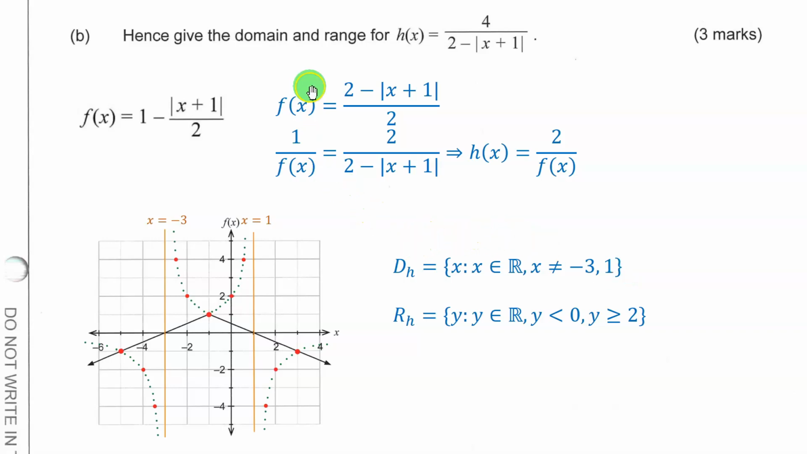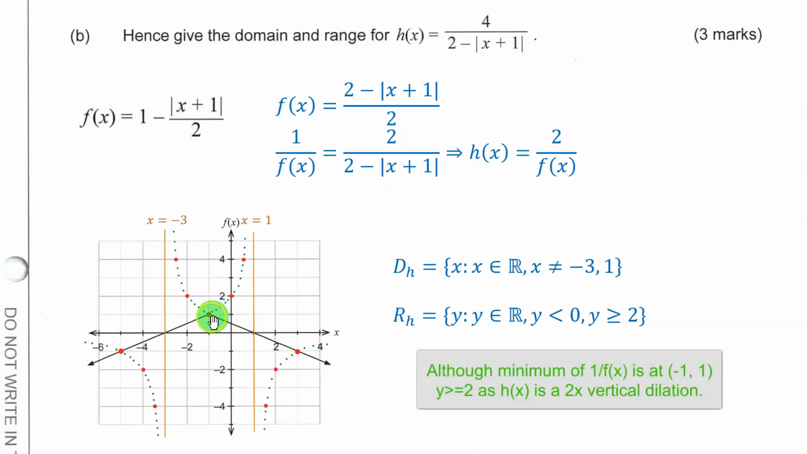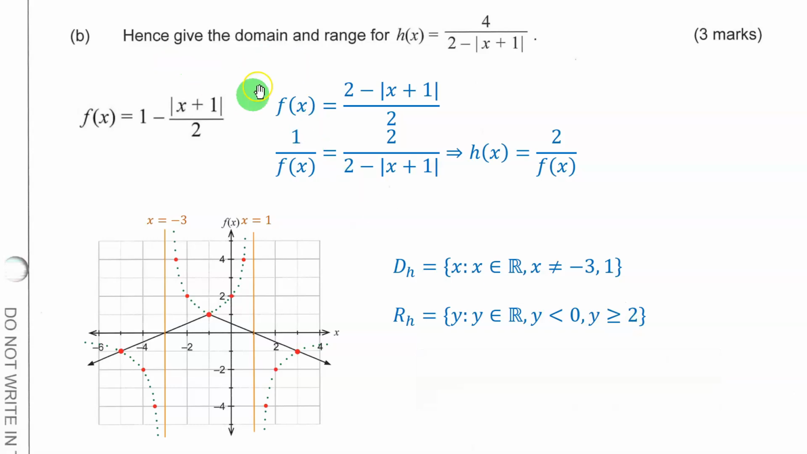And then for the range, we can see that there's this kind of no man's land across the middle here, but we've got a minimum here. So we know that y is always going to be at least 2 or more. But we never quite come up to 0 from below. So there's 2 parts to the range, that y is going to be less than 0 and y will be greater than or equal to 2. But as soon as you spot the connection between f and h, then this is a pretty straightforward 3.